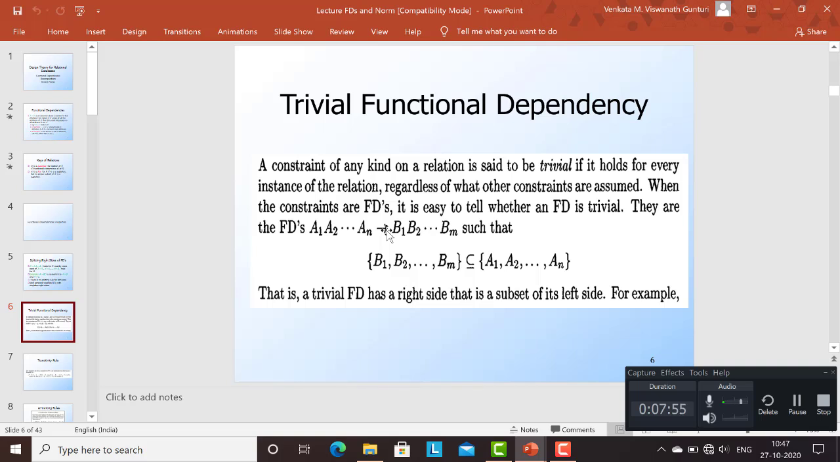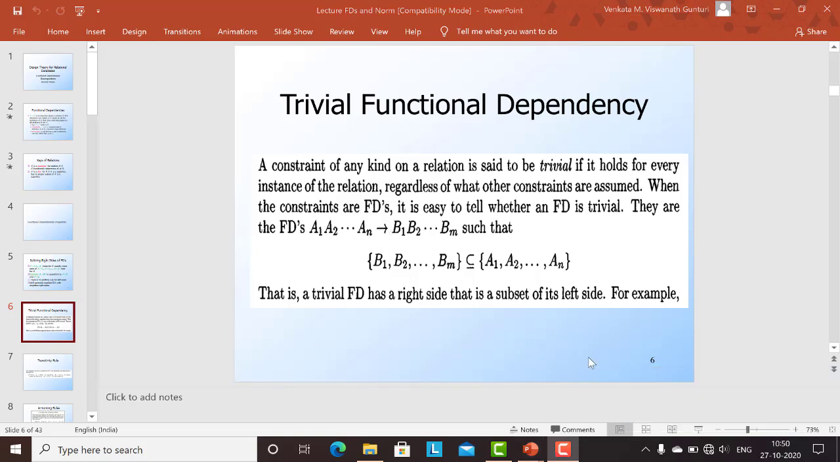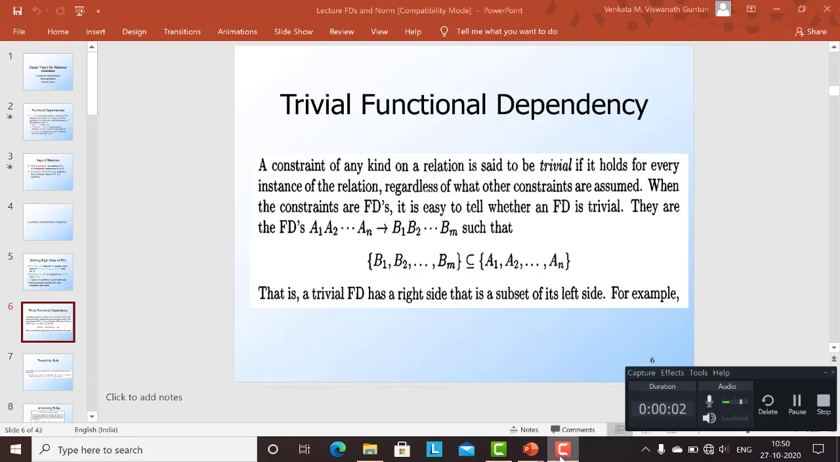You can think of it this way. Let's say you have train number and train name. Train number and train name will uniquely determine the train number, or given student name and student ID, it will uniquely determine the student name. So these are all trivial. Whenever the right side is a subset of the left side, it trivially holds. That's all I'm saying. So this is what is called a trivial functional dependency.